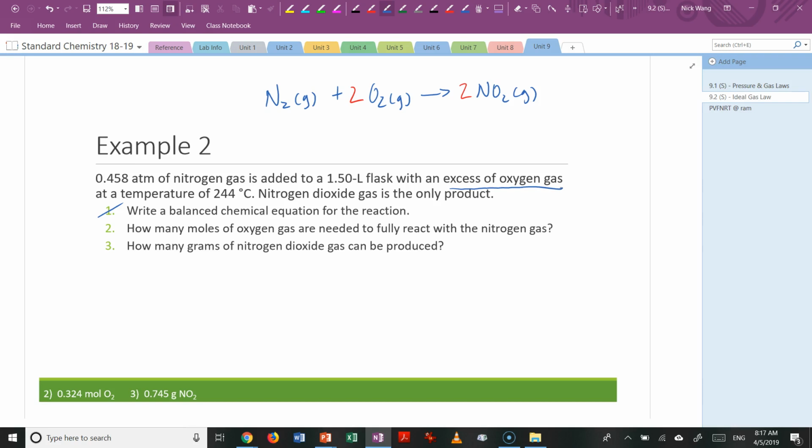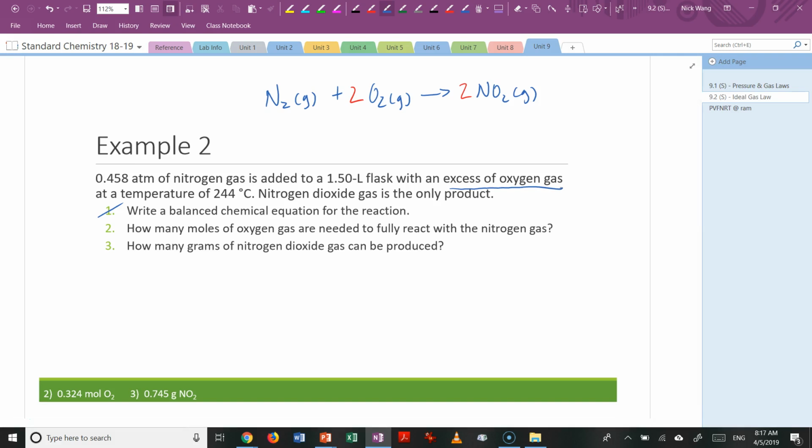Well, partly because you already know what the limiting reagent is going to be. It's going to be this nitrogen gas because it tells you that the oxygen gas will be in excess already. It doesn't matter how much is there, just know that there's going to be an abundance of it. But now the question is, how much of that abundance do we actually need to fully react with that nitrogen gas provided? All right, so how many moles of oxygen gas are needed?